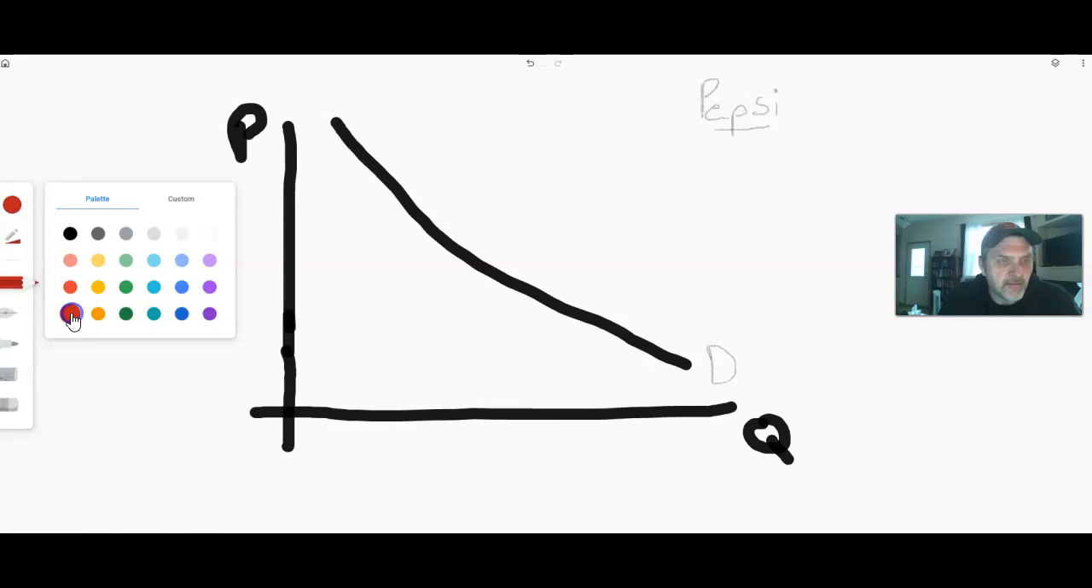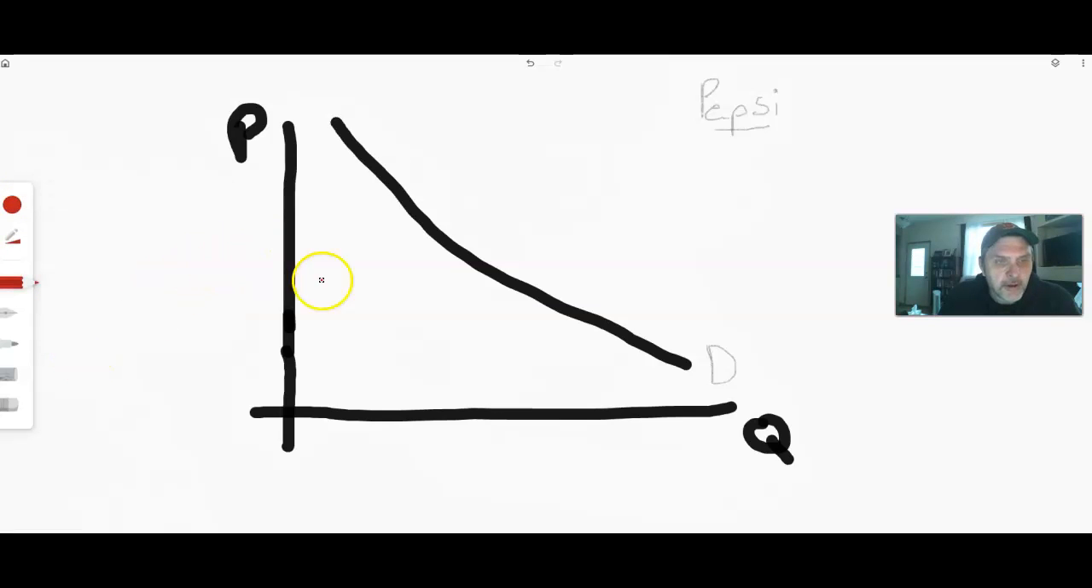Let's say we're currently operating in the market right here, and in the market we have, let's say, 100. We'll say that this is in thousands here. So 100,000 cans of Pepsi, and each can is, let's just keep it simple, $1. And that's going to be $1 there.